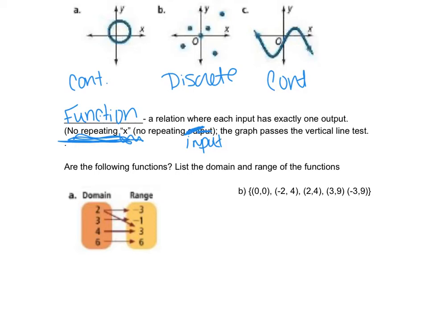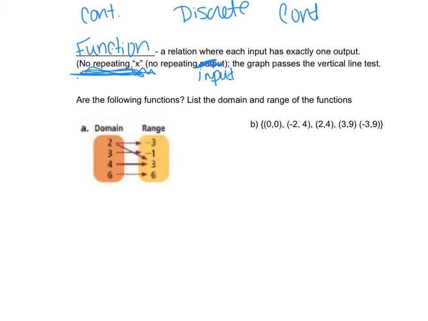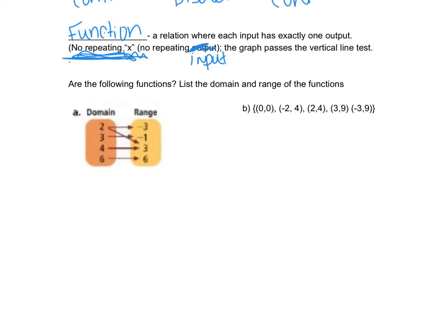So, are the following functions? Yes or no? And then list the domain and range. So, do the x's repeat? Looks like the 2's do. Domain is always x, range is y. So this is not a function. It wouldn't pass the vertical line test. If you were ever unsure, you could always make a little graph and plot the points, but you would see that they would not pass the vertical line test because the x's repeat.